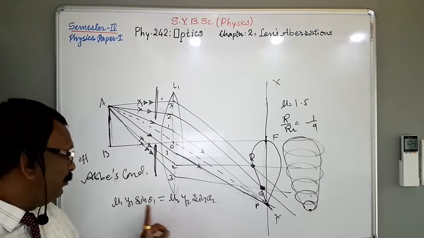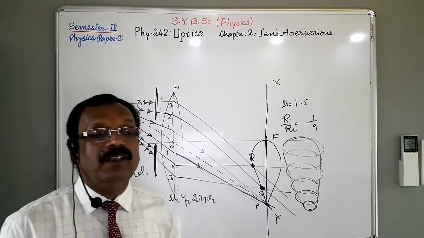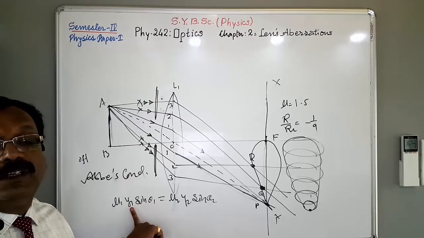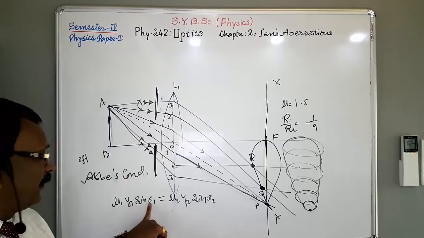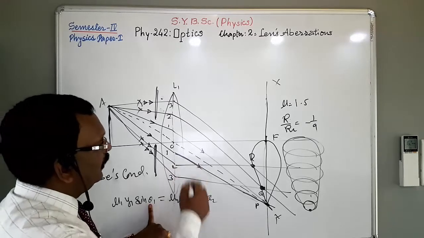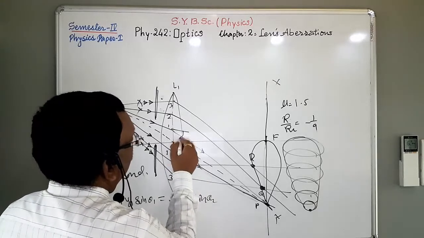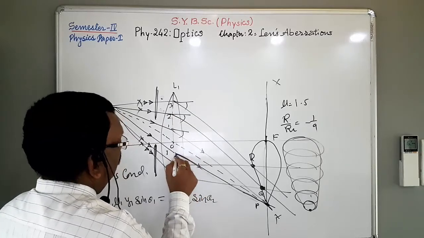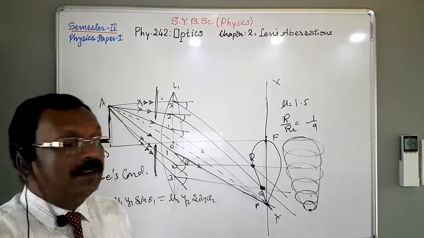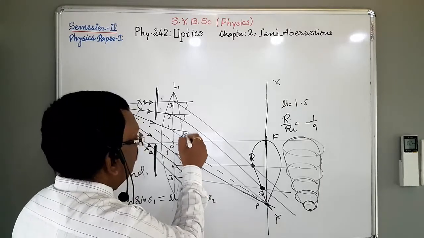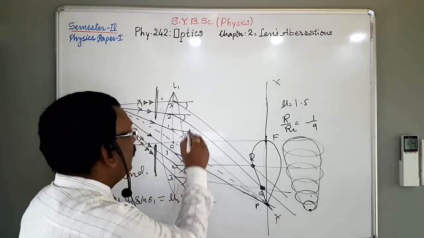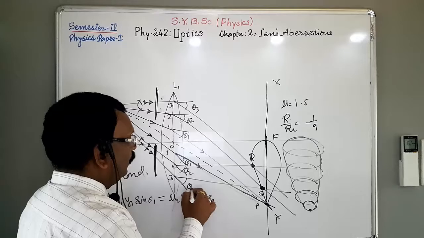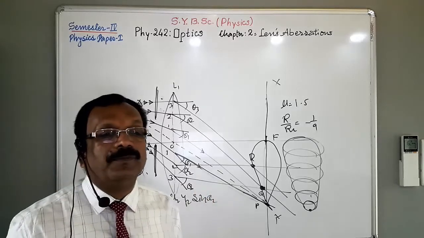In this Abbe condition, mu1 is the refractive index, y1 is the height of the object above the principal axis, and theta is the sloping angle. Suppose theta 1 and theta 2 are the pair of sloping angles of the first zone, theta 2 and theta 2 are the pair of sloping angles of the second zone, and theta 3 and theta 3 are the pair of sloping angles for the third zone.